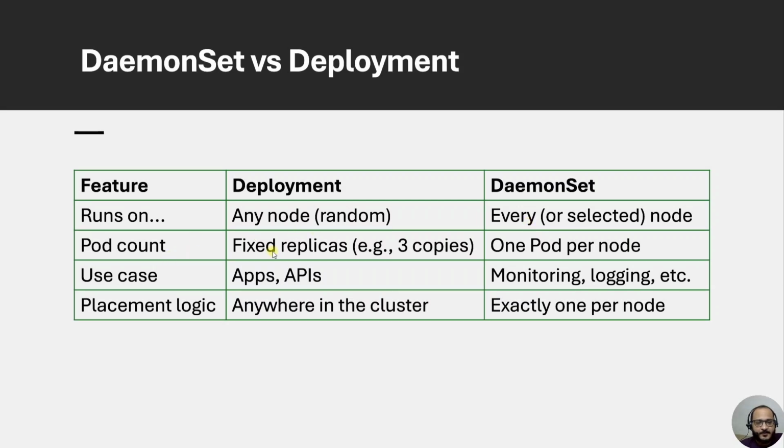Pod count: in a Deployment we have a fixed replica count, so only the number of pods defined in the manifest file will be available. But in the case of DaemonSets, the concept is one pod, one node. Use cases: Deployments are generally used for web applications and APIs, and DaemonSets are generally used for monitoring and logging purposes. Placement logic: a Deployment places pods anywhere in the cluster, but a DaemonSet places exactly one per node. This is the major difference between a Deployment and a DaemonSet.